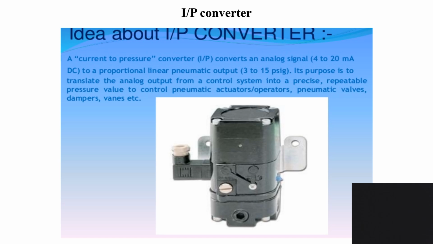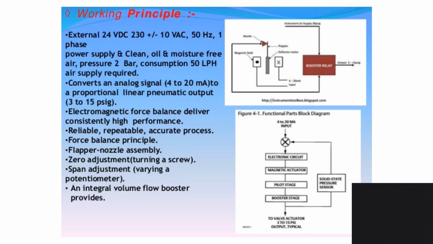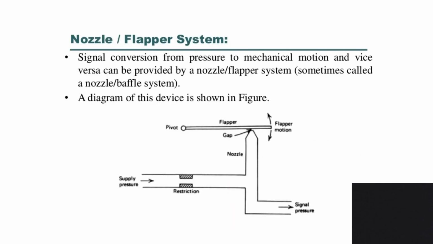The purpose is to translate the analog output from the control system into a precise, repeatable pressure signal to the control valve. The working principle behind the current to pressure converter is the flapper nozzle arrangement, which converts the analog current signal to a pneumatic pressure signal. We also always need to calibrate the setup, which is the zero and span adjustment. Let us see the principle behind the current to pressure converter.